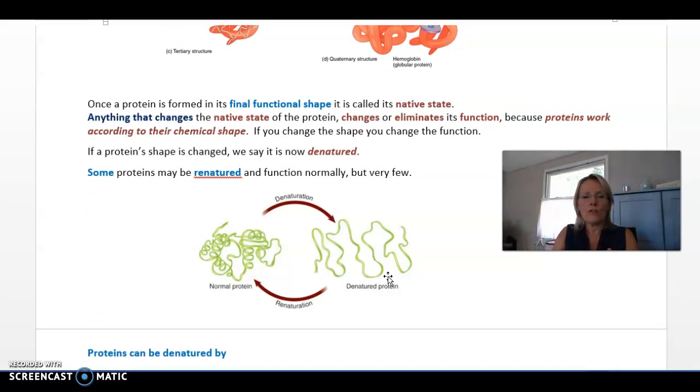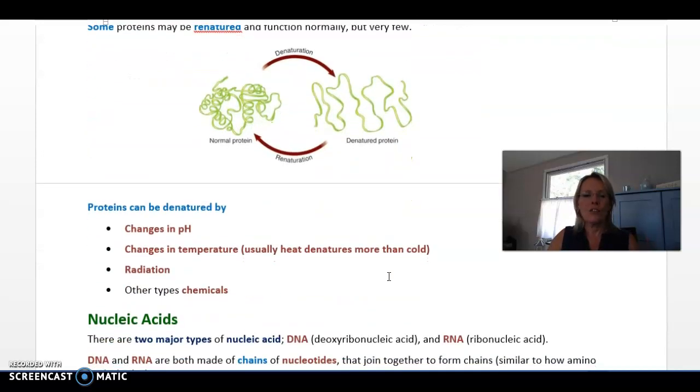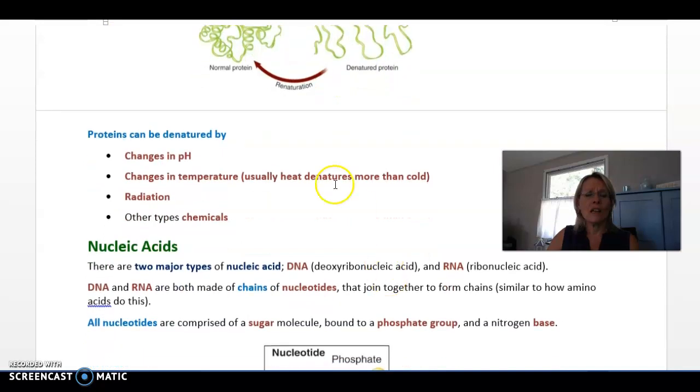Once a protein is formed, it can usually function if it's in its proper state, its native state, but anything that changes the shape of that protein completely changes its ability to be functional, and we call that denaturing. If a protein is denatured, it cannot function. Some can renature, but most cannot. So if a protein gets denatured, it's done. These are the different things that can cause denaturing of proteins: pH, changes in temperature, radiation, and certain types of chemicals.